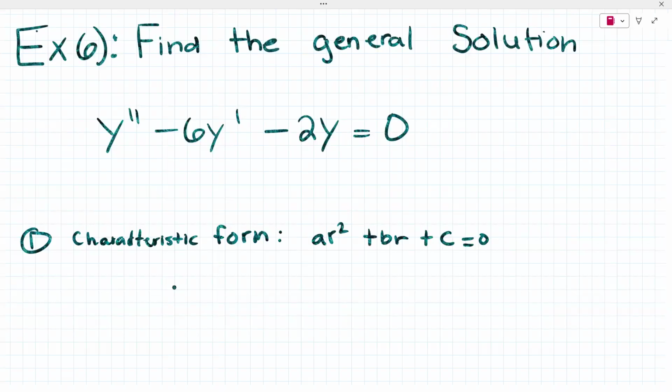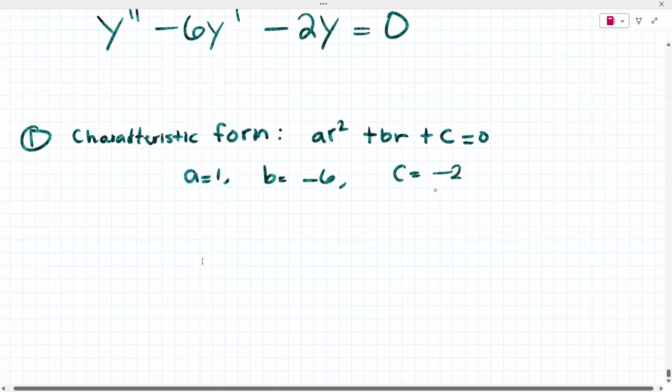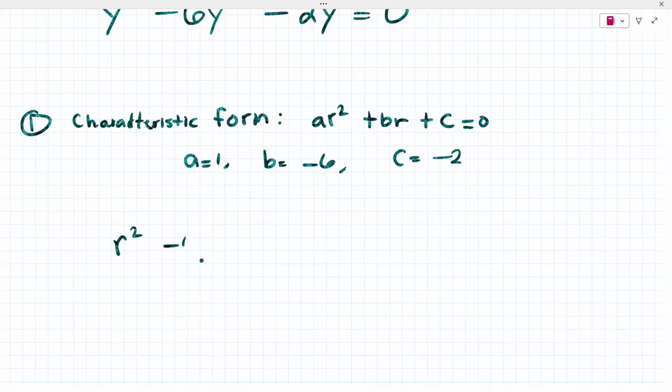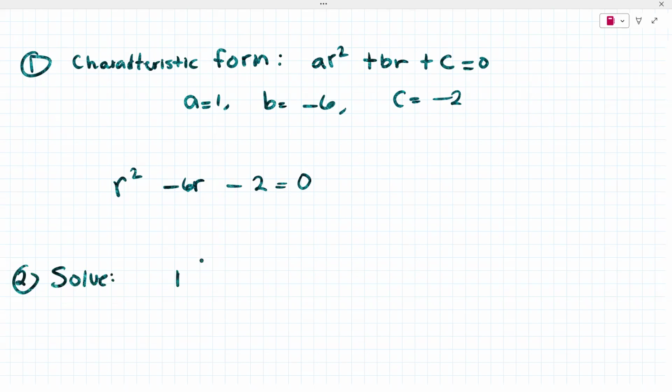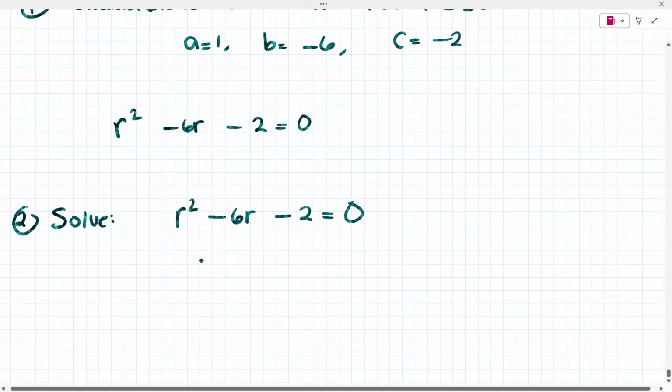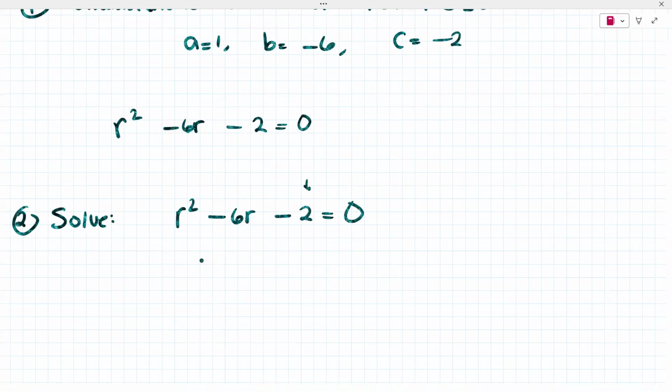Okay. So figure out our a, b, and c. So my a is 1, my b is negative 6, and my c is negative 2. So that's going to be r squared minus 6r minus 2 equals 0. Step 2, solve. Okay, so does this factor? I don't think so. I can't think of two numbers that multiply to negative 2 and when added give you negative 6. So it does not factor.